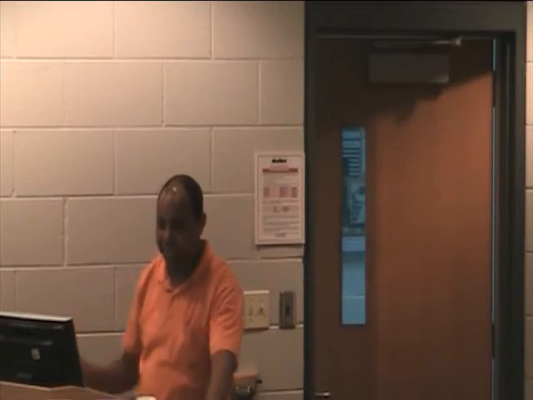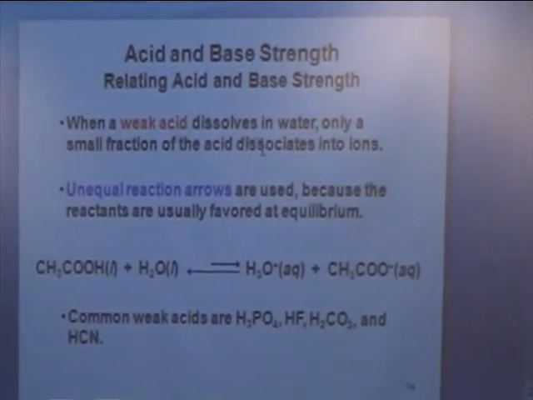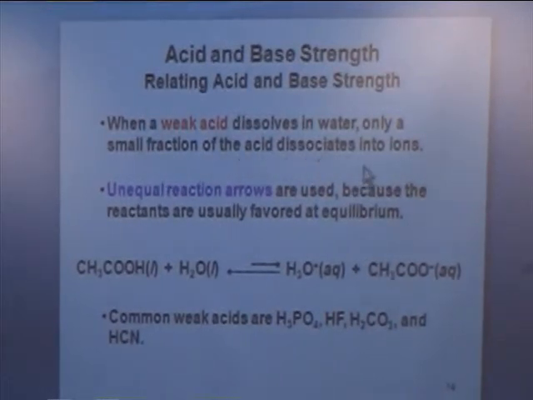Okay? Write that down. When a weak acid dissolves in water, only a small fraction of the acid dissociates into what? Ions. Dissociate into ions. Again, dissociation is a very key word here. Unequal reaction arrows are used because the reactants are usually favored at equilibrium. Remember, for strong acids we have only one arrow, but here we have two arrows. That means the products are getting together and going back to the original molecule.